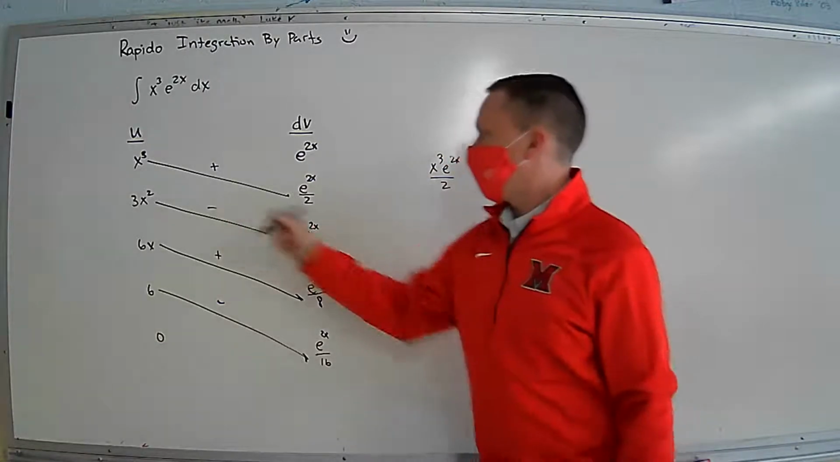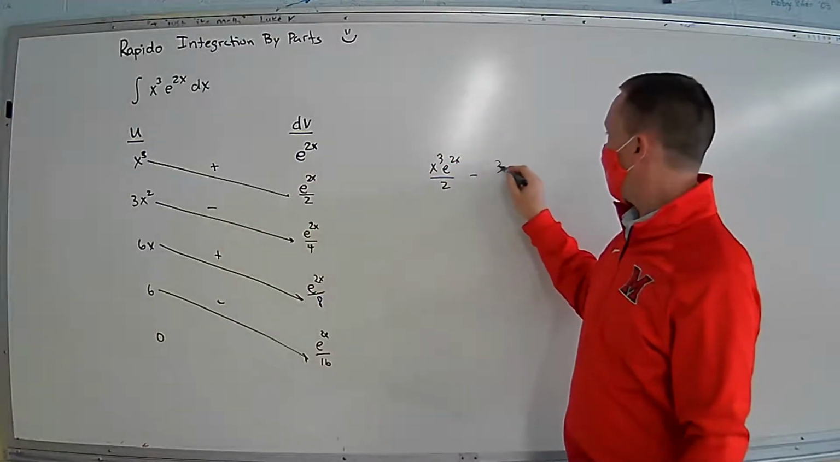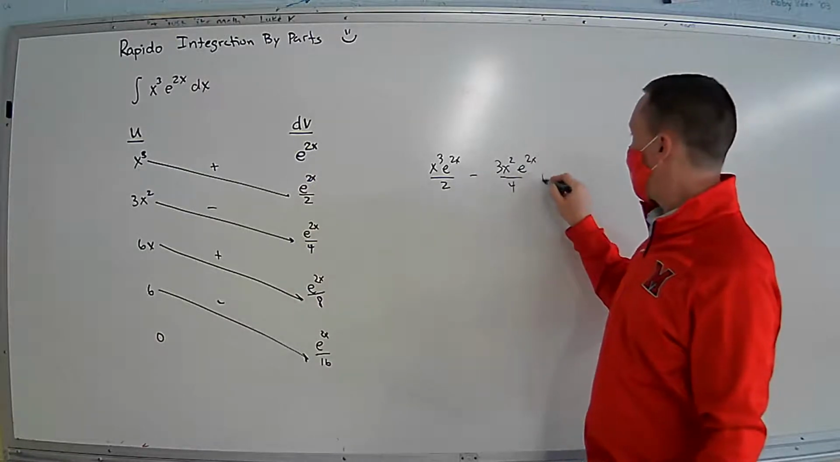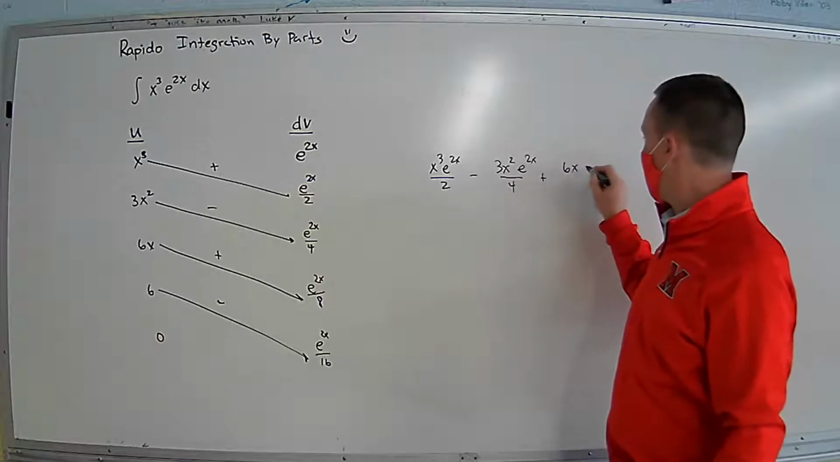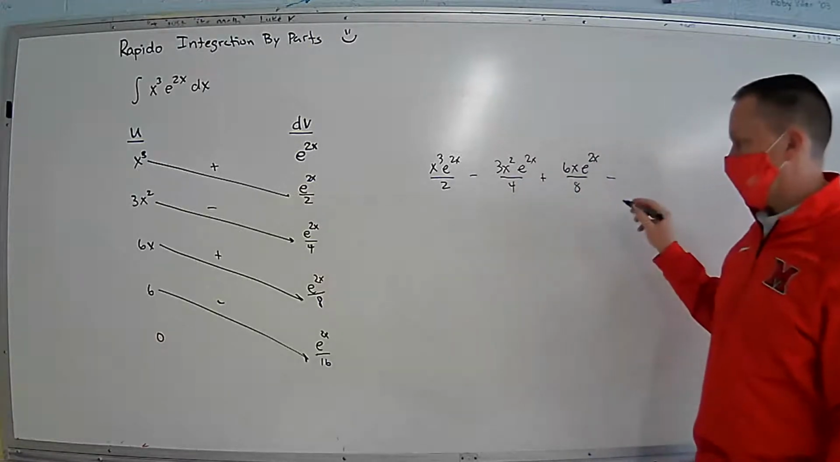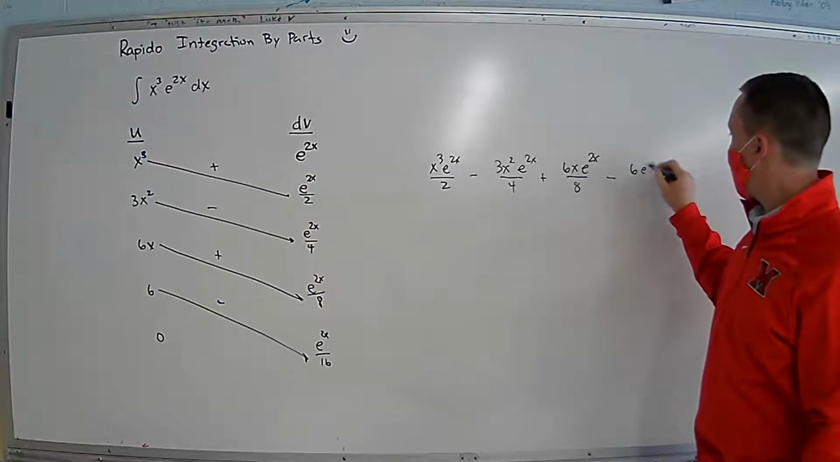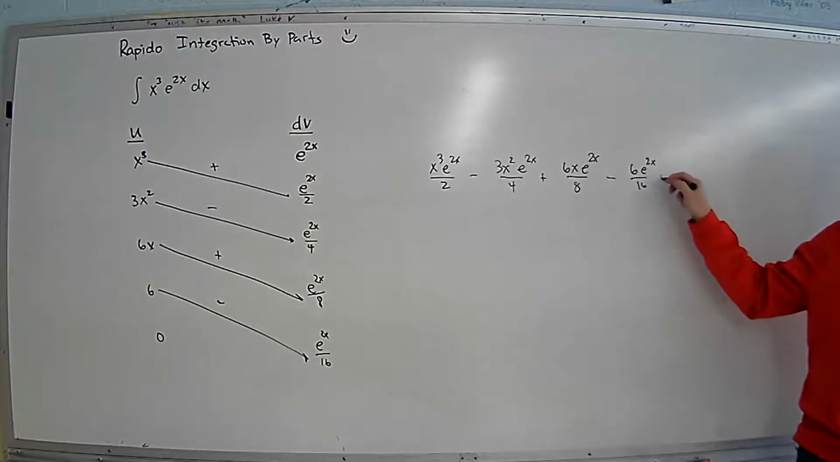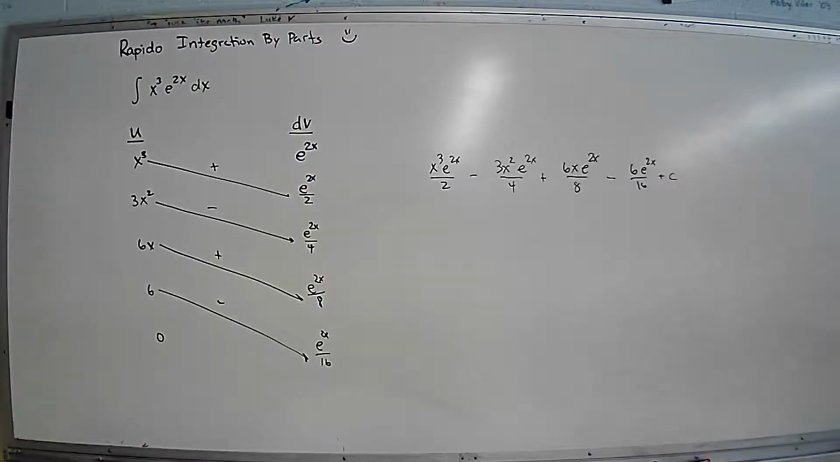And then minus 3x squared e to the 2x over 4 plus 6x e to the 2x over 8 minus 6 e to the 2x over 16 plus C. That's the answer.